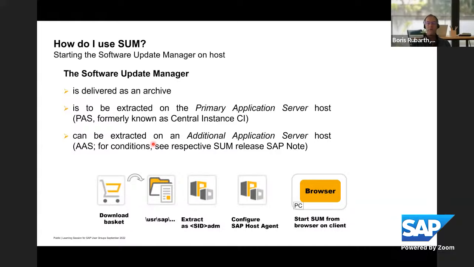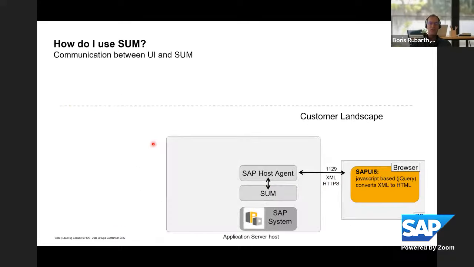You open a browser window, you type in the URL targeting the software update manager, and then the host agent will start the software update manager process on that application server host on which you have extracted it. So it's an archive, it's extracted. You do not really install the software update manager, it's just the extraction of the archive. That's the main step.